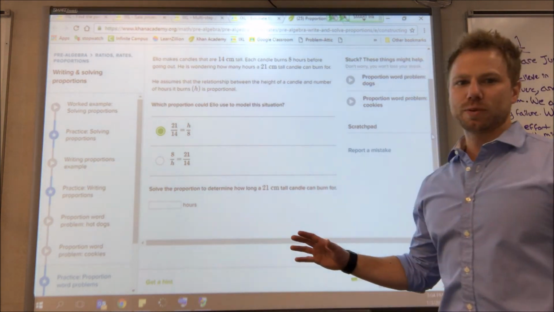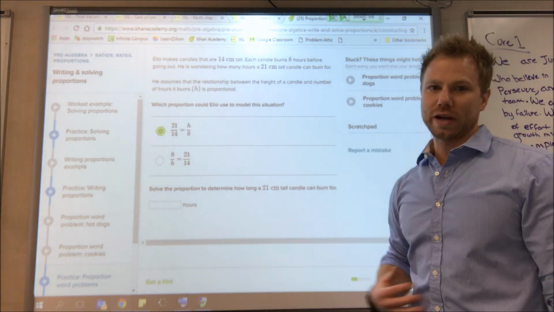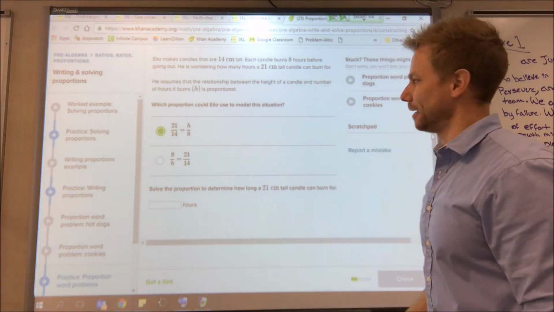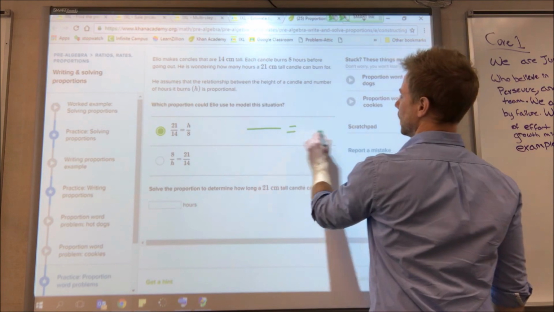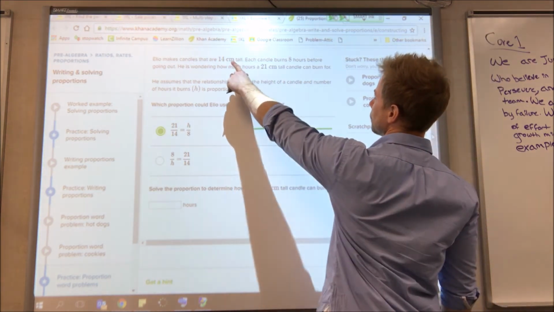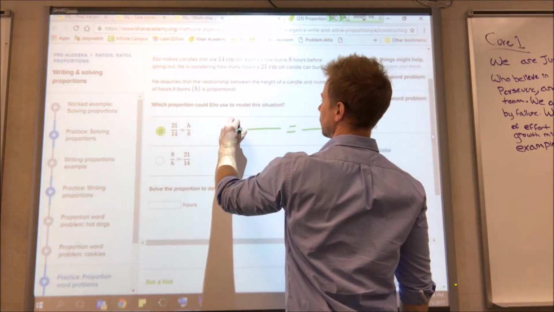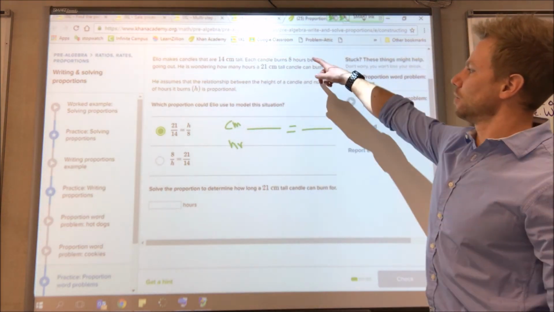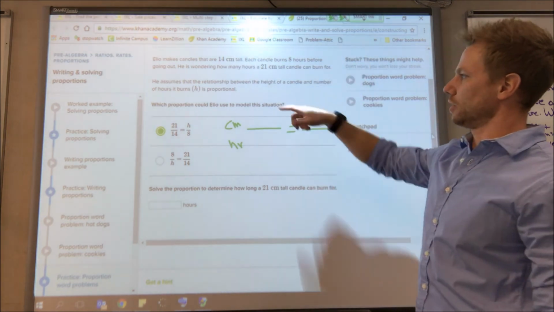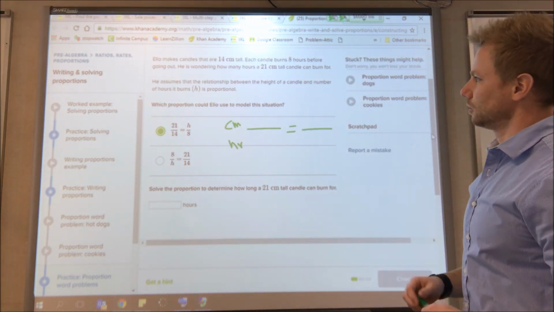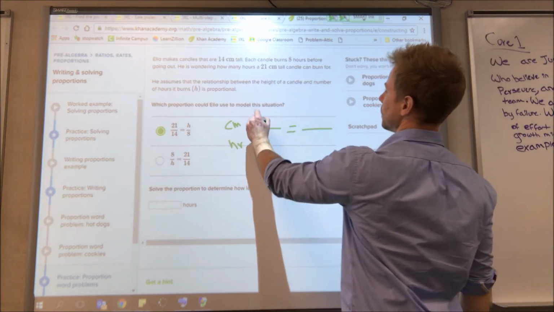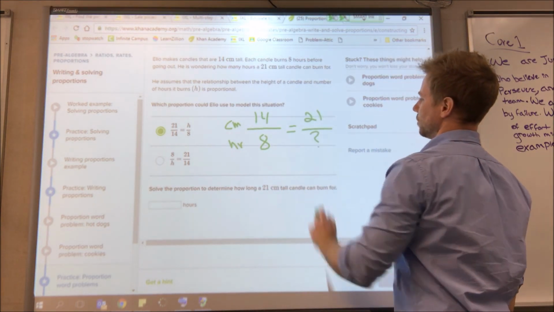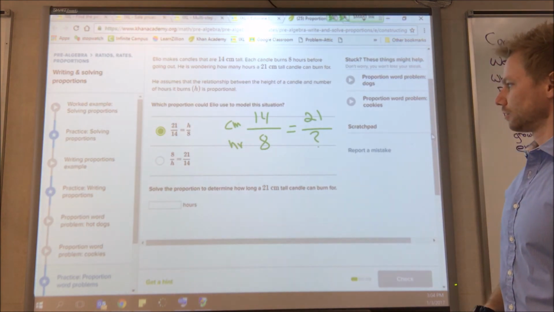Okay, the way I like to do these problems is set up the proportion the way I do it and then figure out which one of these match. So our labels are going to be centimeters and hours. Usually the labels are right behind the numbers, or it's also in the question. All right, so 14 centimeters burns 8 hours. 21 centimeters will burn how many hours?